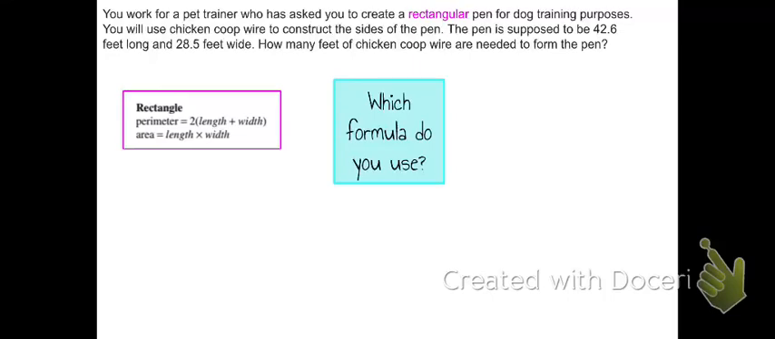Here I'm going to go over how to use the formulas on the formula sheet for the Applied Math WorkKeys test. So first off, when you have a problem, you're looking for some key words in there. I see that this is a rectangular pen, so I know I'm going to use one of my rectangle formulas. And it's describing this dog pen and saying that the chicken coop wire is the sides of the pen. So is that perimeter or area?